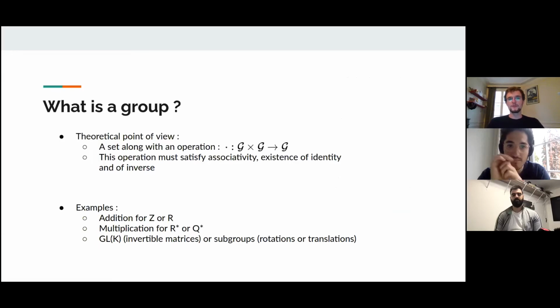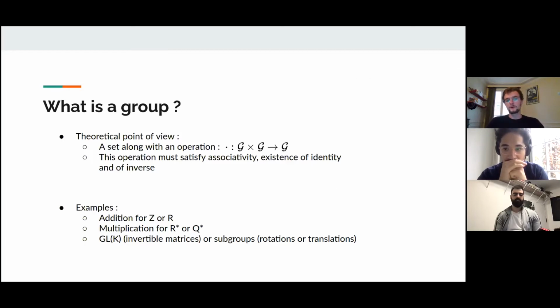To frame that in a more formal way, we need to quickly introduce what groups are. From a theoretical point of view, a group is a set whose elements can be blended together by an operation. This operation must satisfy a few rules: all elements can be blended with one another, and when you blend two elements together, you can reverse this blending and get back either one of those.